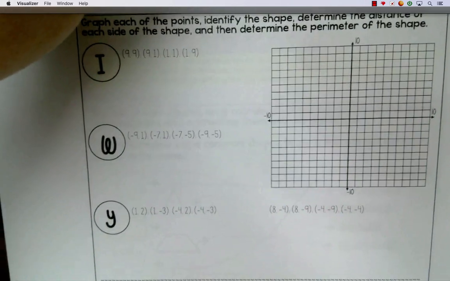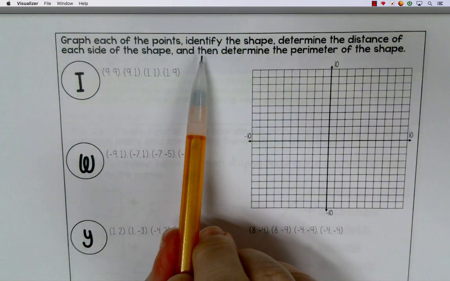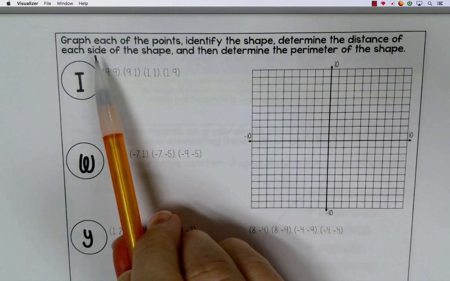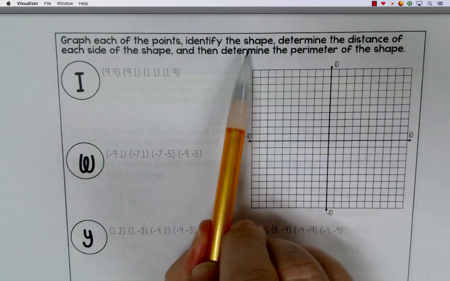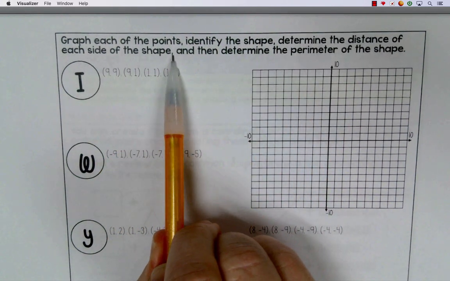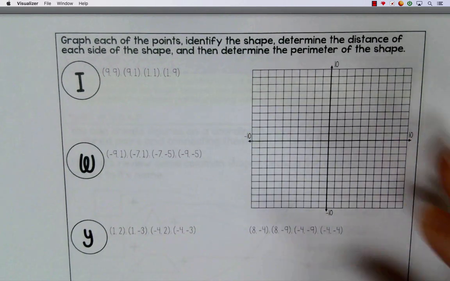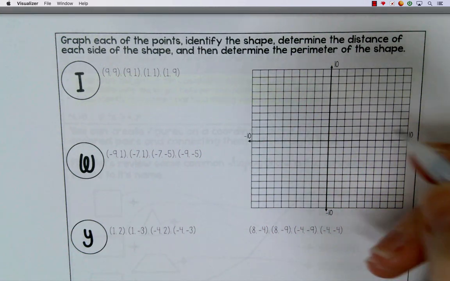So let's look at this right here. So now we have to graph. This is just more practice. So we're going to graph each of the points, identify the shape, determine the distance of each side of the shape, and then determine the perimeter. Okay, so we're going to put a lot of things together. So here's my idea. I'm going to start from the origin.